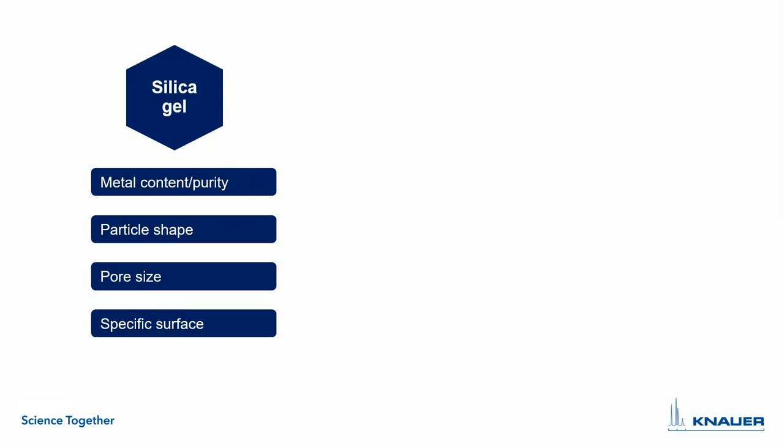So this is something really important to compare if you want to exchange a column maybe with another one. Please have a look at the metal content of the ground silica gel. This is a number typically the vendor of the column will give you. Also, the particle shape is really important.